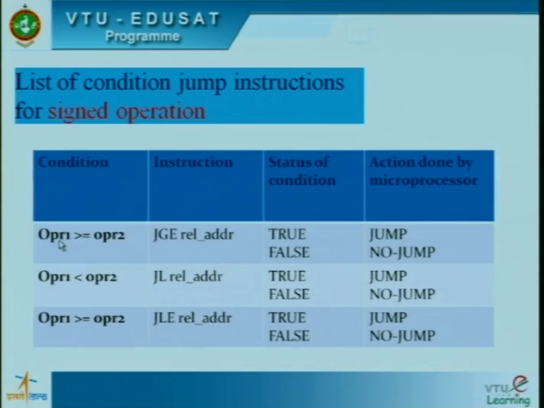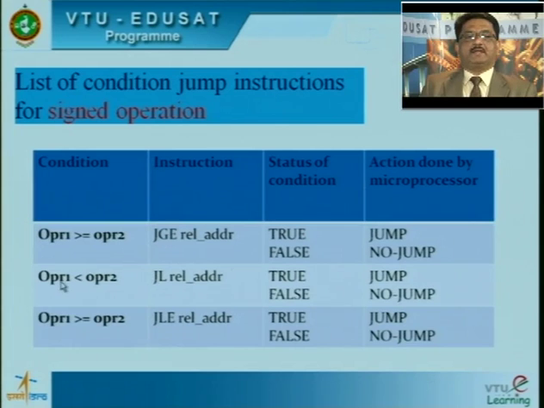Same thing. Operand 1 greater than or equal to operand 2, jump if greater or equal. Operand 1 less than operand 2, jump if less than. Operand 1 less than or equal to operand 2, jump if less than or equal to relative address. So here if the condition is true, jump happens, otherwise if the condition is false, no jump happens.